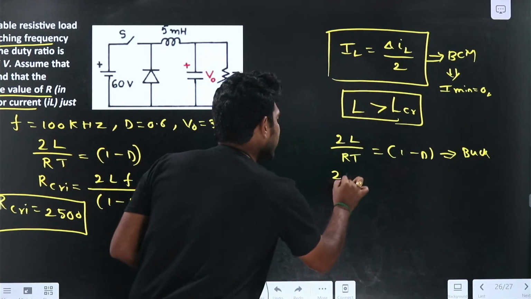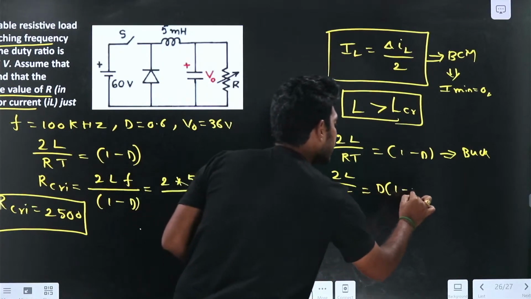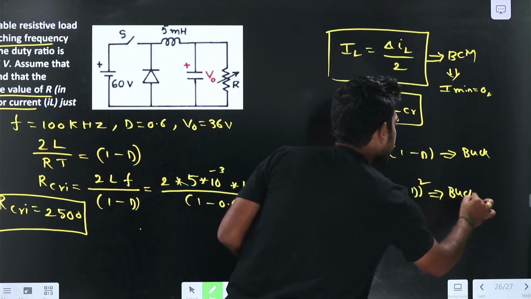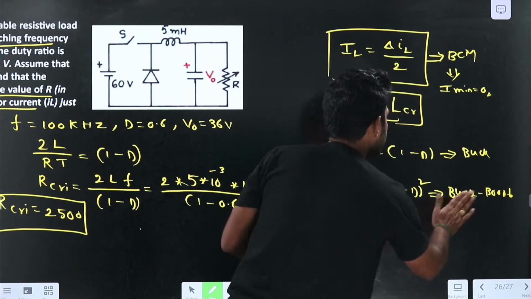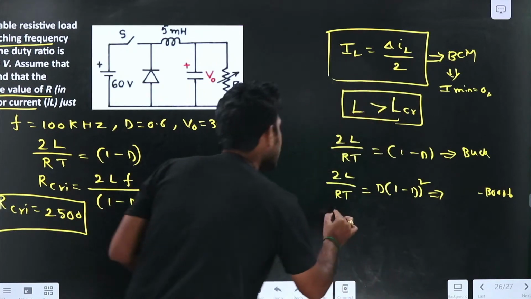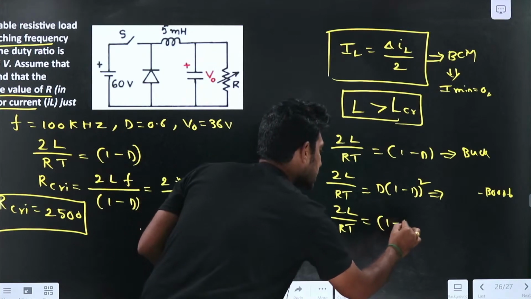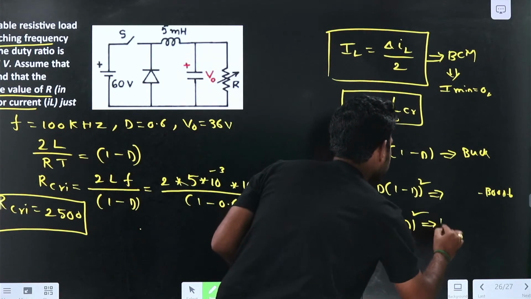2L by RT equal to D into 1 minus D whole square for the buck boost converter. Sorry, it will be the boost converter. So for the boost converter, 2L by RT equal to 1 minus D whole square. So this is the condition for the buck boost converter.